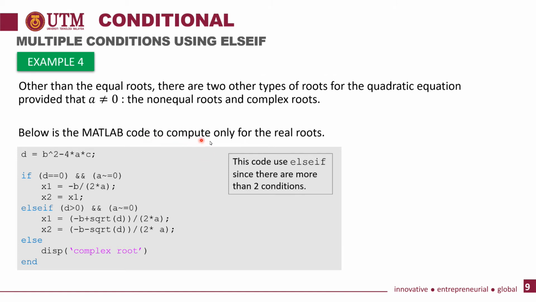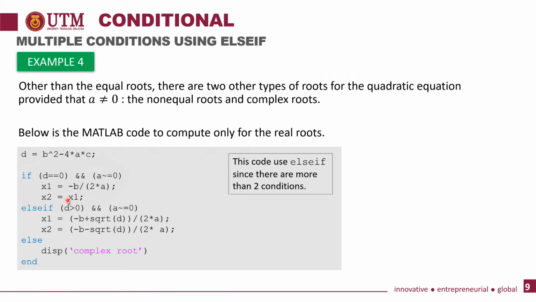So below is the MATLAB code to compute only for the real roots. Last time we initialized d as b squared minus 4ac. If d is equals to 0, this is the previous condition that we have in example number 3. If b squared minus 4ac equals 0 and a is not equals to 0, x1 is equals to negative b over 2 times a. This is the equation used to calculate the equal roots, and then x2 will be equals to x1. So x2 is actually the output for this conditional statement.